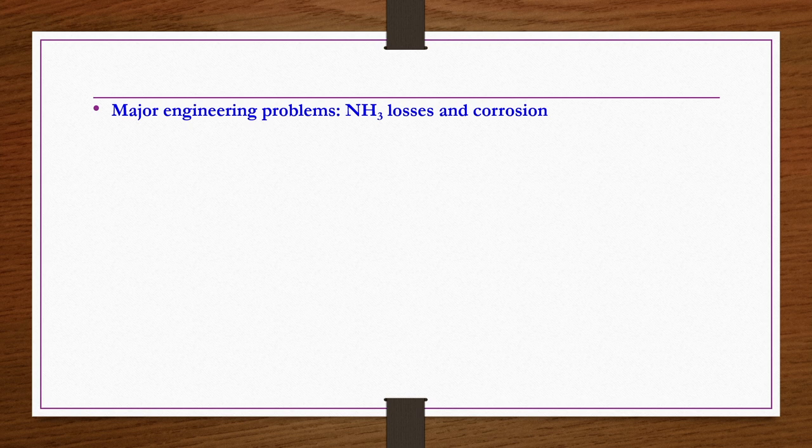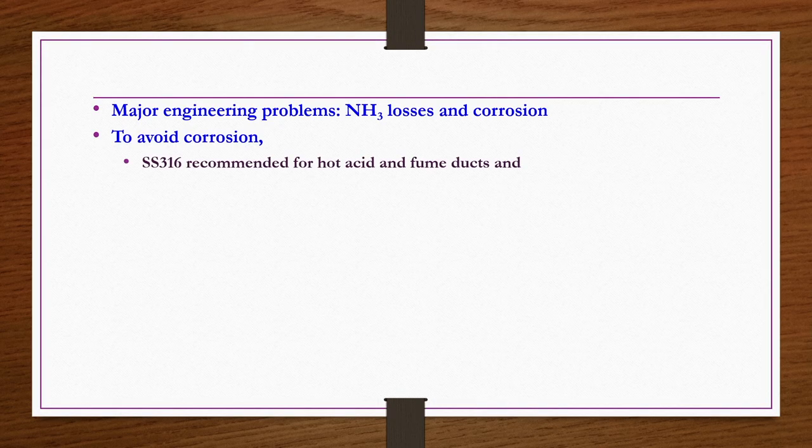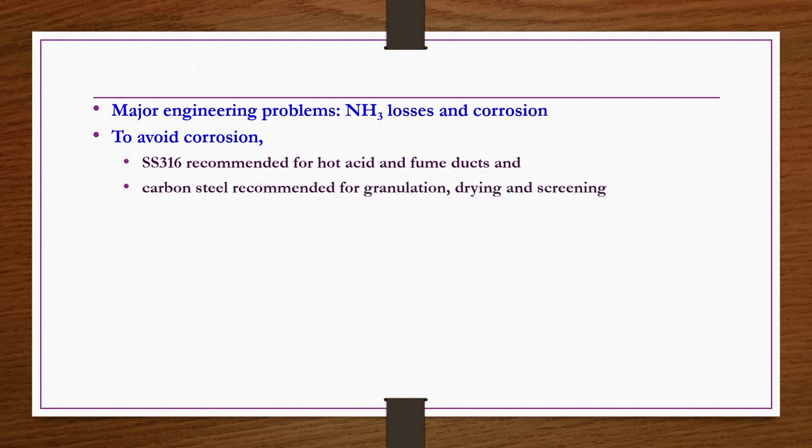Ammonia loss is one problem. One has to make sure ammonia recovery is properly done and the ammonia is taken back to the first mixer reactor of the neutralization section. Another problem is corrosion. To avoid corrosion, SS316 is recommended for hot acid and fume ducts. Carbon steel is recommended for the granulation, drying and screening sections, or equipment where granulation, drying and screening are being done.